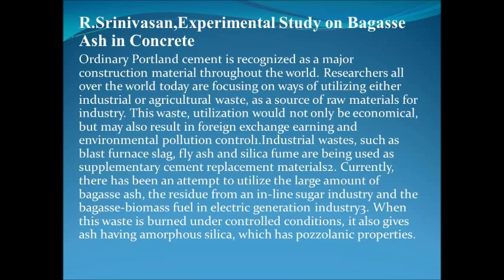Ordinary Portland cement is recognized as a major construction material throughout the world. Researchers all over the world today are focusing on utilizing either industrial or agricultural waste as a raw material for the industries. The waste utilization is not only economical; fly ash and silica fume are already being used. In the same way, bagasse ash can also be used as it possesses pozzolanic material properties.